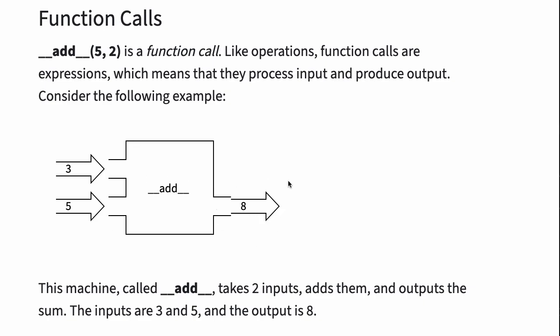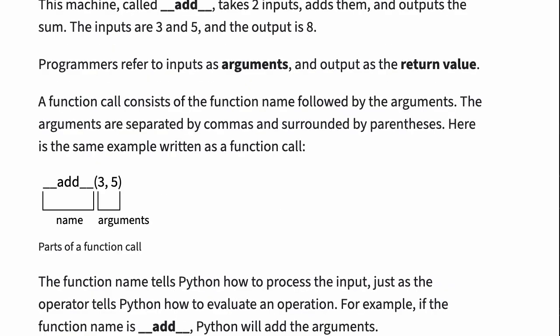The inputs are 3 and 5, and the output is 8. Programmers refer to inputs as arguments and output as the return value. A function call consists of the function name followed by the arguments. The arguments are separated by commas and surrounded by parentheses. Here is the same example written as a function call.